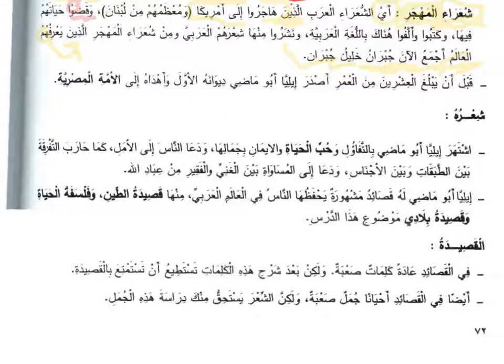قبل أن يبلغ العشرين من العمر أصدر إيليا أبو ماضي ديوانه الأول وأهداه إلى الأمة المصرية. قبل أن يبلغ, before having reached, right? This is an example of a harf مصدرية, and then the fi'al after it, yablug, to reach. So the two of them together form what's called a masdar mu'awwal, what is interpreted as being the meaning of the masdar. So balagha yablugu, the masdar from that is bulugh, to reach a certain place.